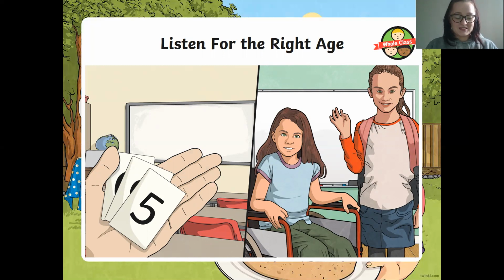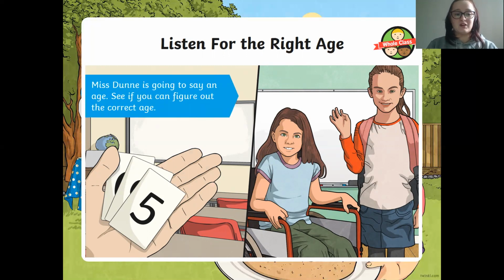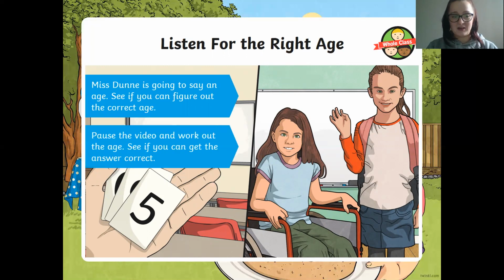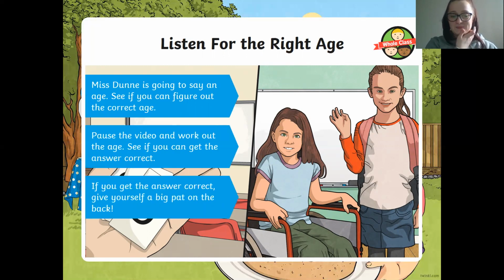And my last one is j'ai 9 ans. How old do you think this person might be? They will be 9 years old, getting ready for year 4, won't they? Well done, superstars. Oh, and it says it all here. There we go. So if you got the answer correct, give yourselves a big pat on the back. Well done, superstars.